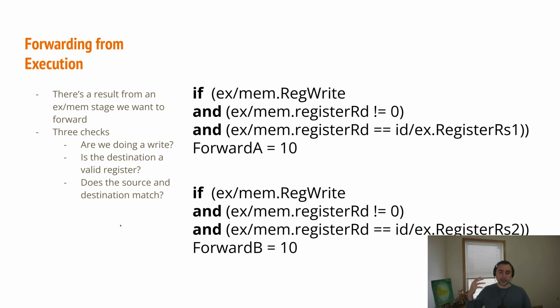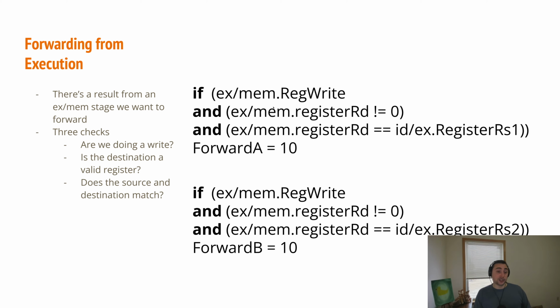We can start by looking at the forwarding from our execution and mem pipeline register. This is from the very next stage after execute. There are really three checks that we need to make here to decide whether or not to forward a value from this stage. Number one, we need to make sure that the instruction in this pipeline register is doing a write. That's our first check. If this instruction in the next pipeline stage is not doing a write, then there's nothing to forward, right? This instruction is not updating the register file, so whatever we're accessing in the execution stage can't be using it.